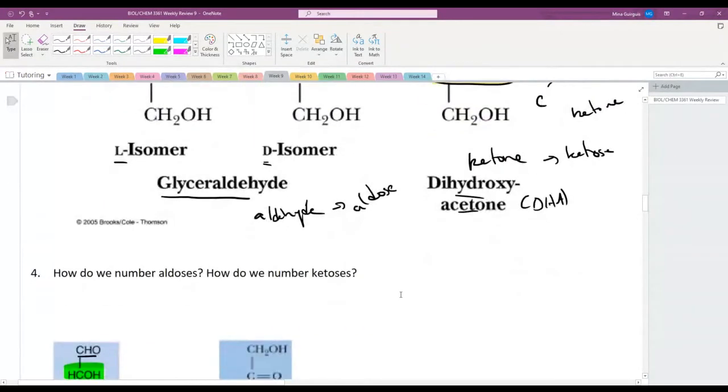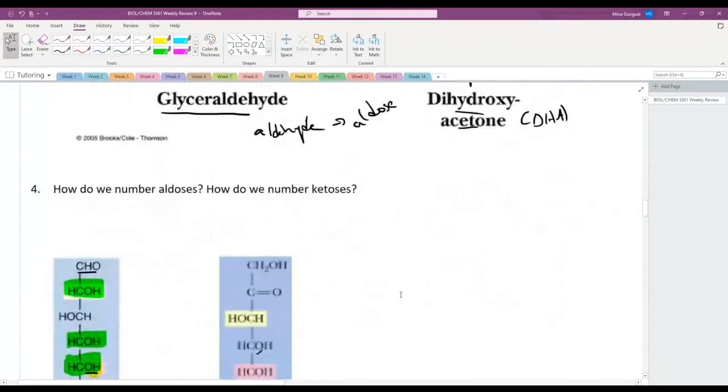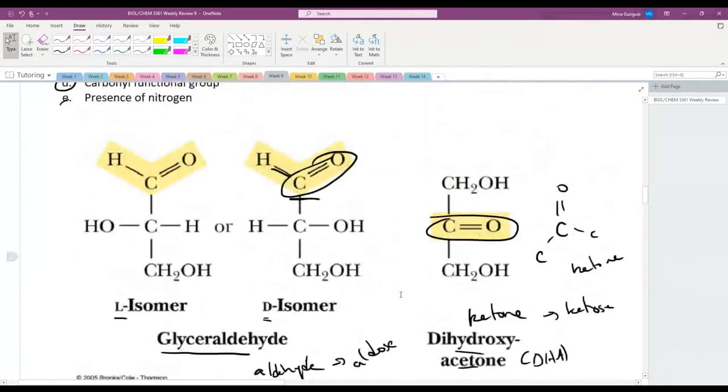So now let's talk about L and D isomers. Okay, yeah, this is coming next. This is going to be a fun unit. Okay, so let's talk about L and D.